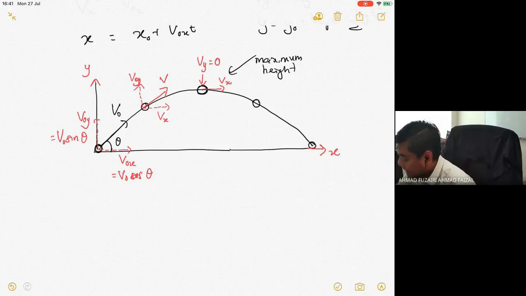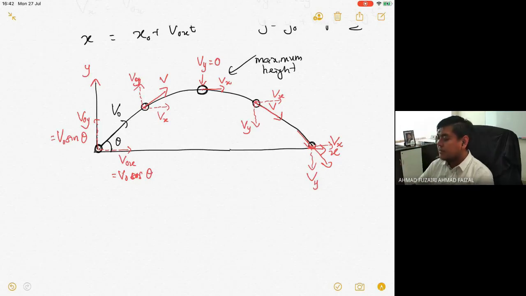Okay, so in the next part, we can see this is the V, and we have Vx going this way, and right now Vy is going down. And lastly, actually it should be here. We still have Vx and Vy. So this one is V.